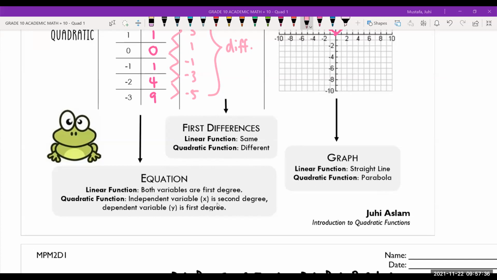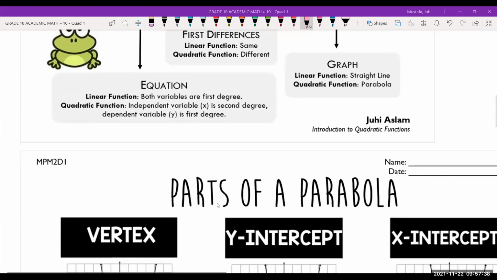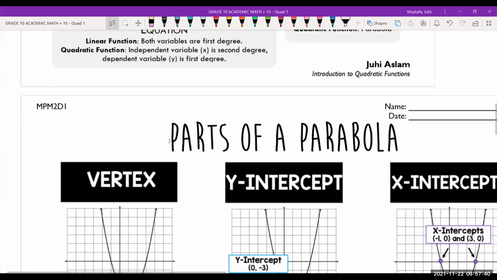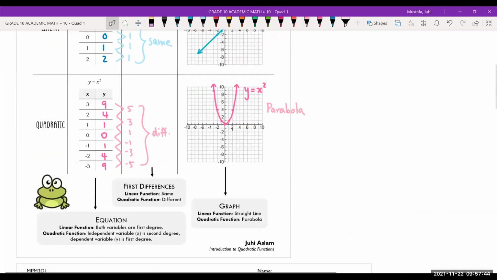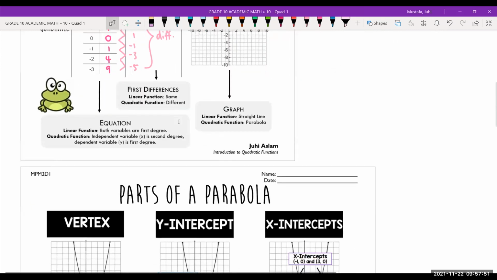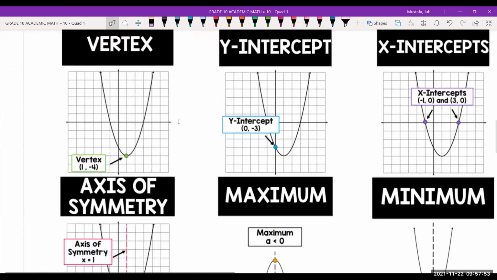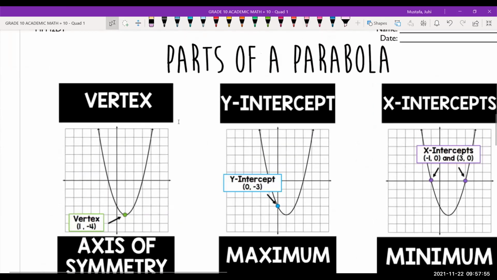Questions about this? Okay. The last thing we're going to do before our break is we're going to talk about the parts of a parabola. So we've already drawn this. There's really no math to this. You're just looking along with me and following along. If you want to just make some helpful hints, you could do that. But turn to this sheet over here so we can label the different parts of a parabola.